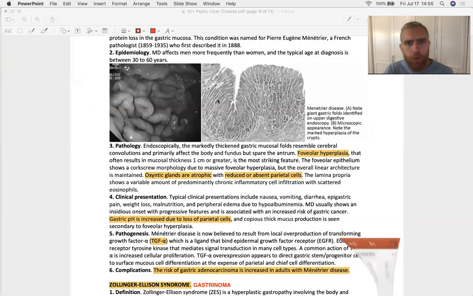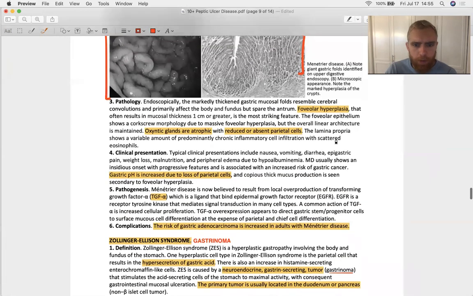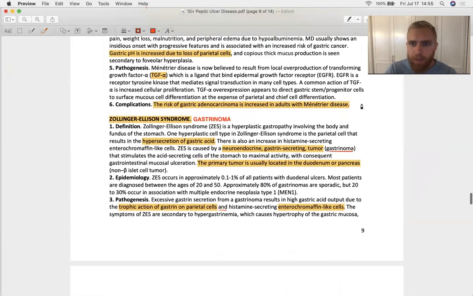And I do not have a photo of that in my PowerPoint because I thought that the cerebral hypertrophy is just obvious. And again, if you know what's going on here, you get too much TGF-alpha, and so all your stem cells go to the epithelium. That's exactly what you see on histology. You don't have to remember very much about this. Last but not least, increased risk of gastric adenocarcinoma.